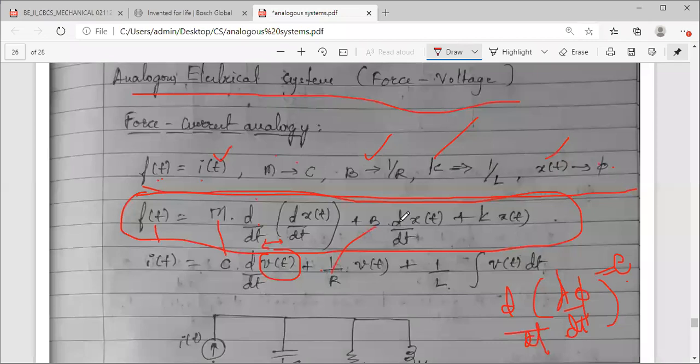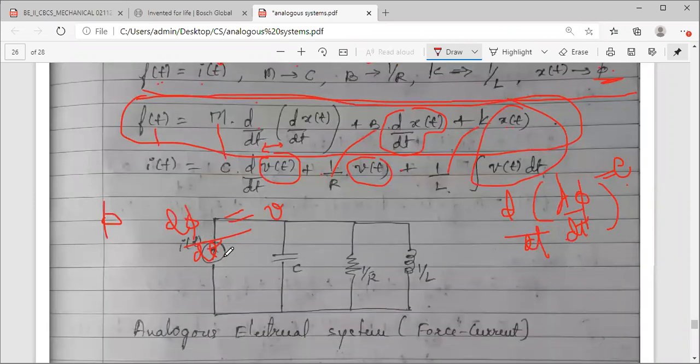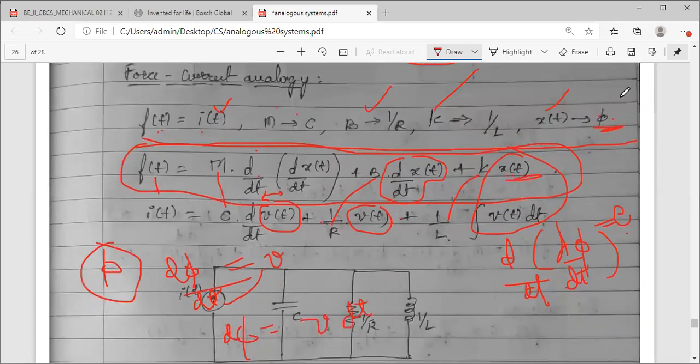Plus B is replaced with 1 by R. D by dt of x of t is again directly EMF. Plus K is 1 by L. Now, how I have written this last? What is x of t? Phi. We know that d phi by dt is nothing but your EMF E, or here we have taken the symbol V. If you take this denominator to the other side, you will get d phi is equal to V into dt, or you want what? X of t, that is nothing but phi.